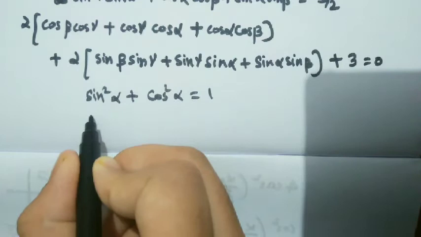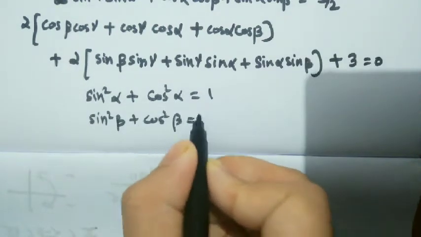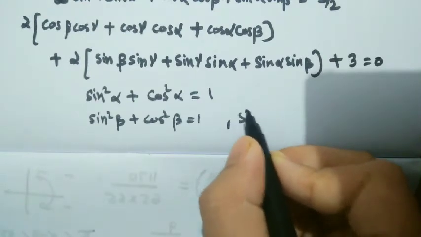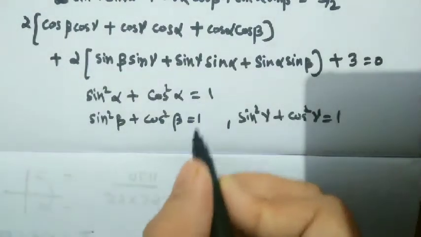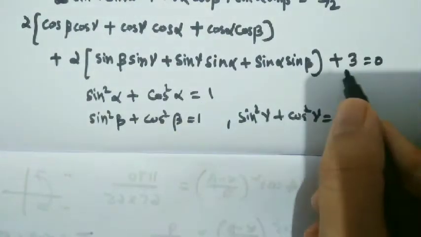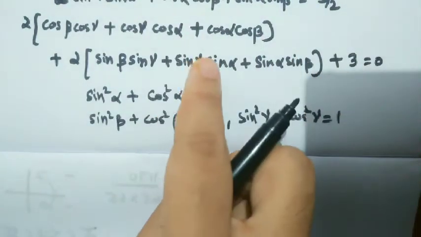Similarly, sin² beta plus cos² beta is also 1. Also similarly, sin² gamma plus cos² gamma is also 1. So these three ones constitute the 3 here. If I take it like that, then I will be able to simplify this equation more.